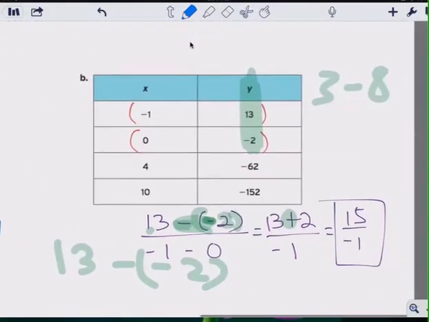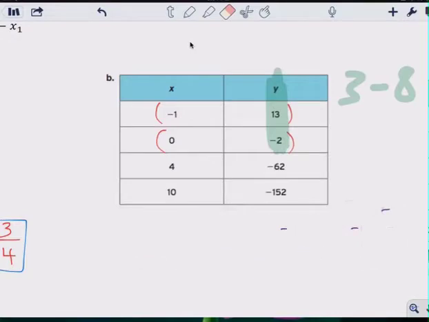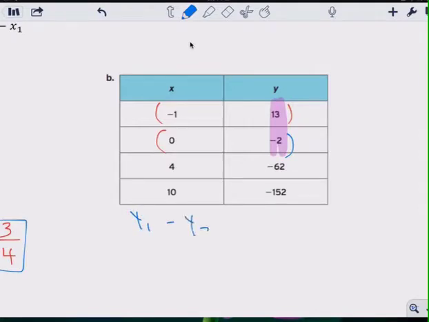For B, you do the same thing. I can choose the top two. It doesn't matter which ordered pair you choose, it will be the same. So I'm going to choose the top. Always do the Y first. Remember, it's the first Y minus the second Y over the first X minus the second X. Alright?